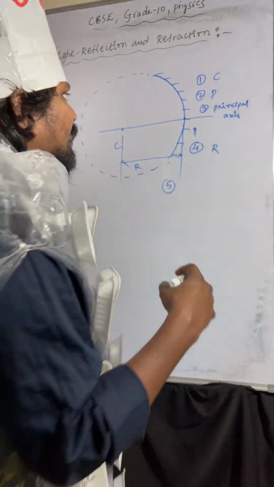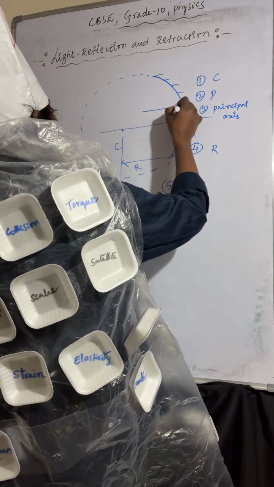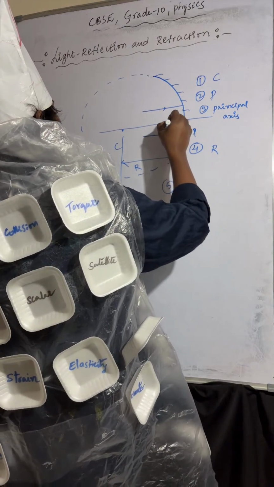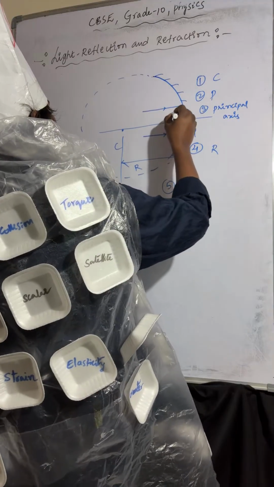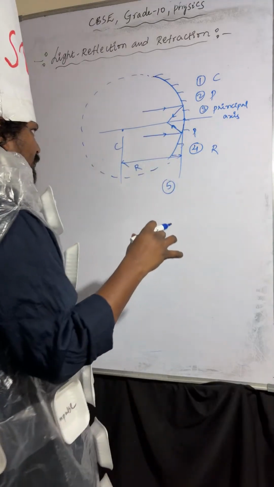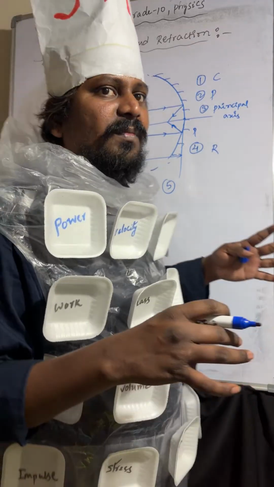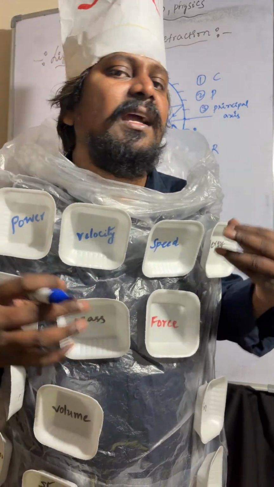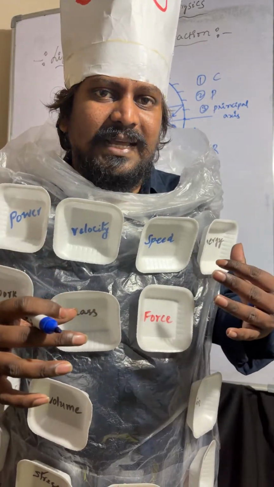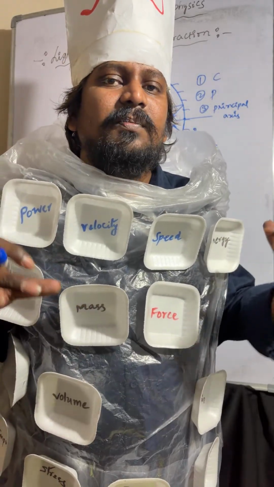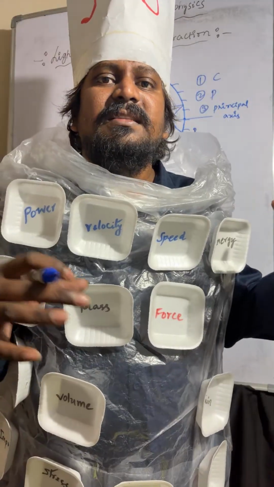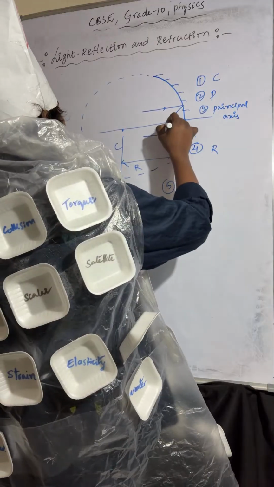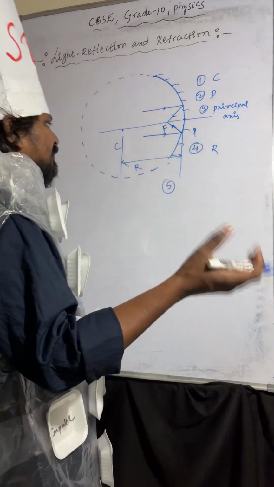After reflection, all light rays will meet at one point. Here you can observe, I am explaining this point. When light rays are coming from infinity, after reflection those reflected light rays meet at one point on the principal axis. That point is considered the focus.